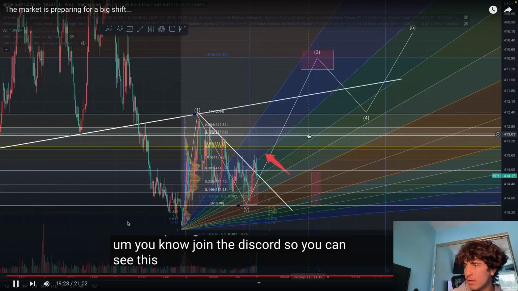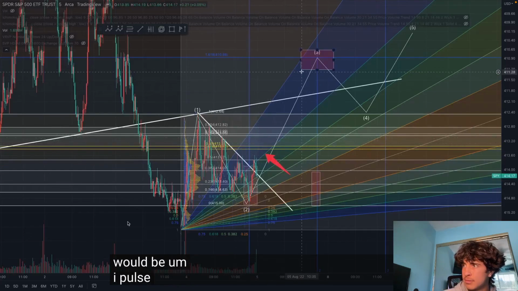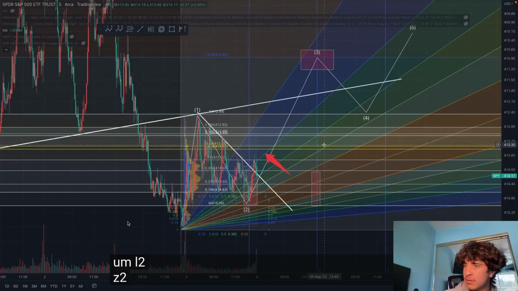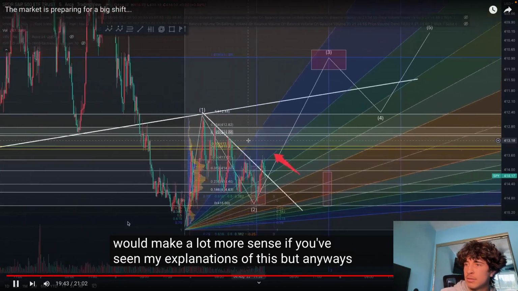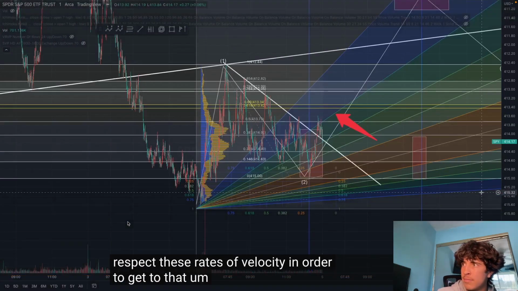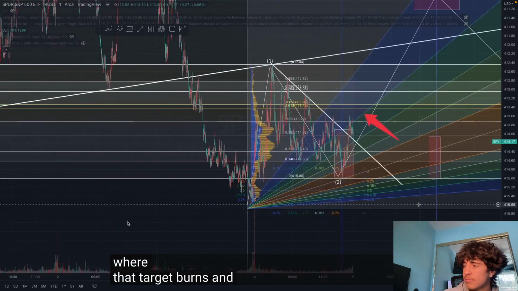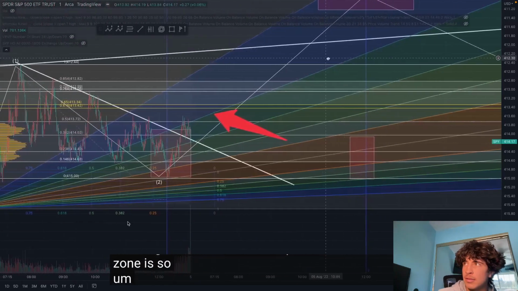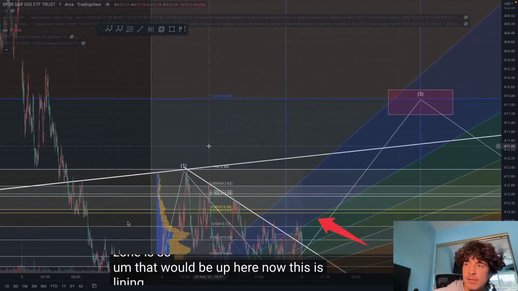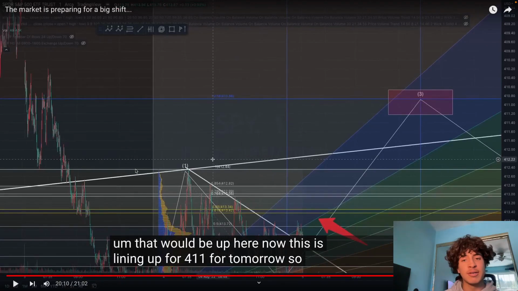Go in the Discord so you can see this explanation, but this would be I pulse, P1, L2, Z2. So first, you see my explanations of this. But anyways, you break that, expect these rates of velocity in order to get to that forecasted or measured target, where that target range and the next pulse zone is. So that would be up here. Now, this is lining up for 411 for tomorrow. So that's that pulse zone theory played out exactly.